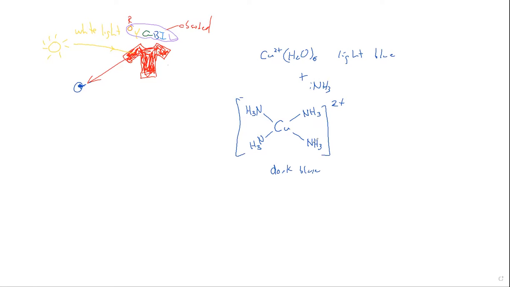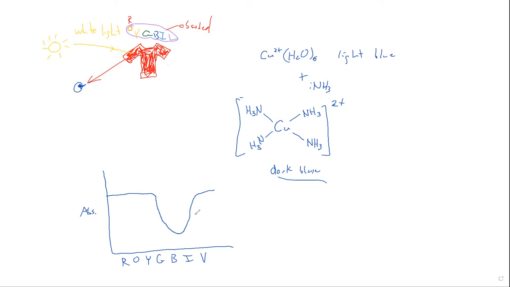And so that means, like the shirt, if we were to make an absorption diagram of this thing, with absorbance on one axis and the colors of the rainbow, red, orange, yellow, green, blue, indigo, violet, on the other. We see this complex as dark blue, so it's absorbing the red, it's absorbing the green, and it doesn't absorb blue.